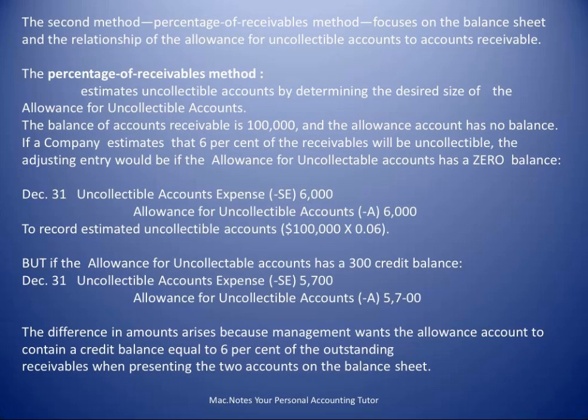The other way is the balance sheet method. That is, we take a percentage of receivables. We age the receivables and we take a certain percentage, and we set up the balance in the allowance for doubtful accounts that way. And this way, though, we look at what was left in the allowance for doubtful accounts and make the adjusting entry accordingly.